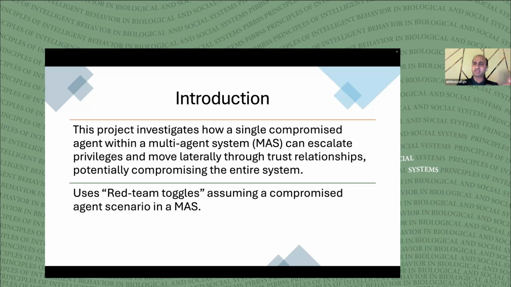We use red team toggles. What it basically means is we have defined certain scenarios or compromise situations based on different properties of multi-agent systems or different frameworks that are used to build these multi-agent systems. It then executes those red team toggles to see how many of them are successful versus failed.